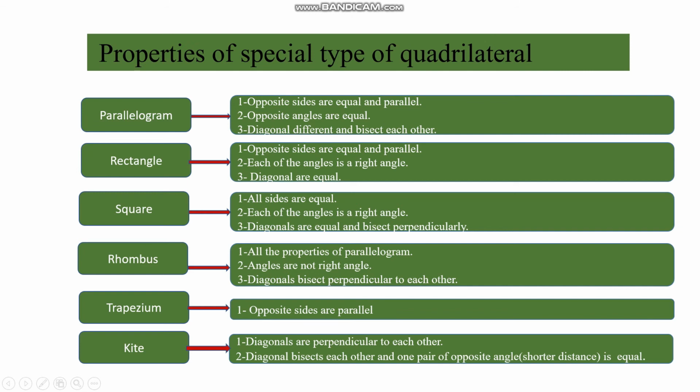Fourth one, rhombus. All the properties of a parallelogram. Angles are not right angles. Diagonals bisect perpendicular to each other.